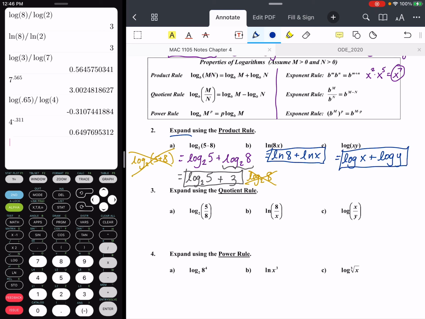All right, so that brings us to our quotient rule. So up back in this box, let's remind ourselves of how it works with exponents, the quotient rule with exponents. So if I had x to the 5th power divided by x squared.